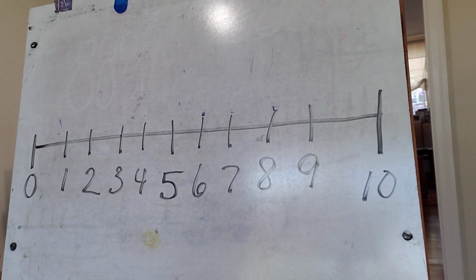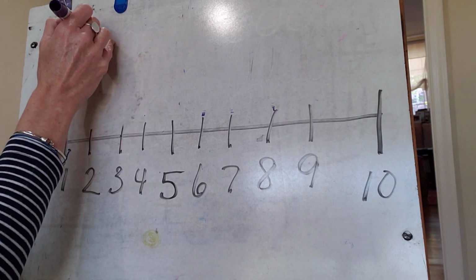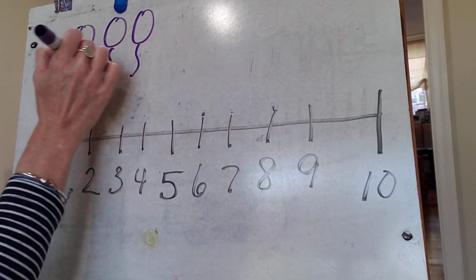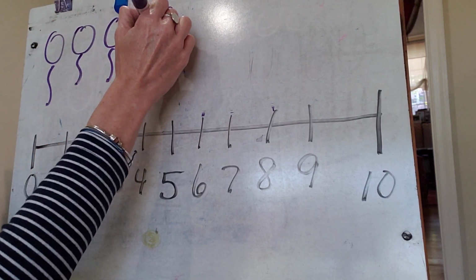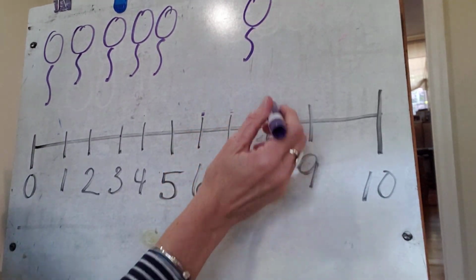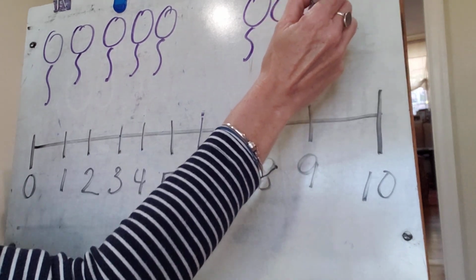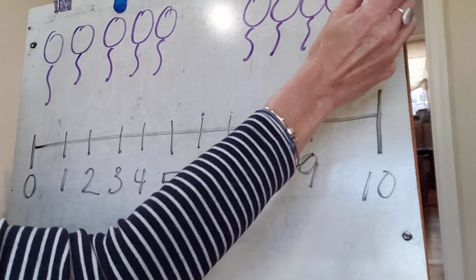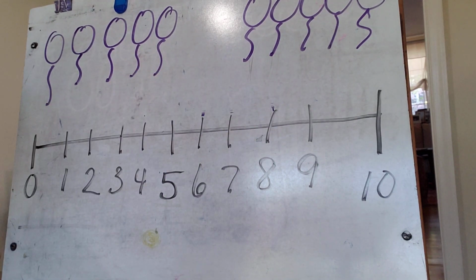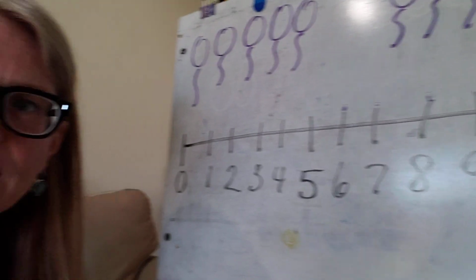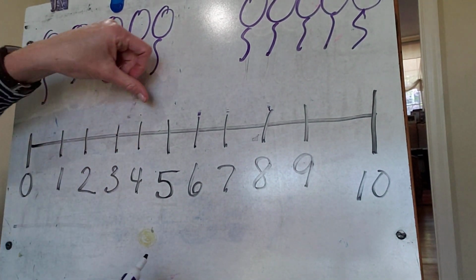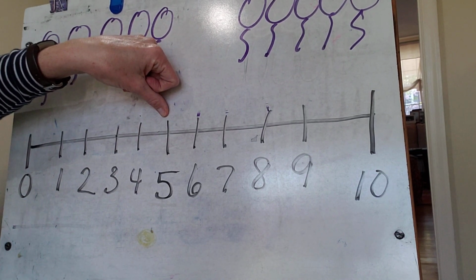All right, let's try one more. I have 5 balloons. Okay, I have 5 balloons. My friend has 5 balloons. Okay, so I have 5 balloons, my friend has 5 balloons. Where am I going to start on my number line? With my 5 red balloons, right? Or my 5, not red, purple. I'm going to start right here on number 5 because that's how many balloons I have.